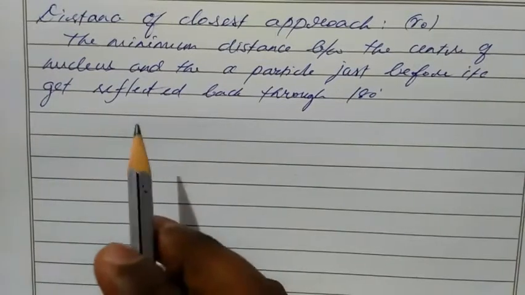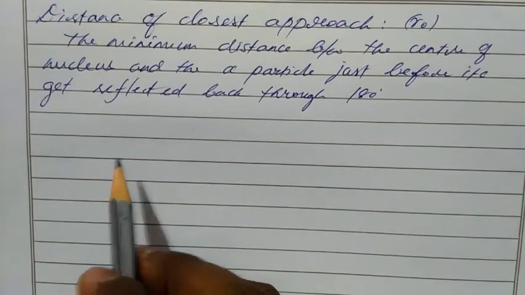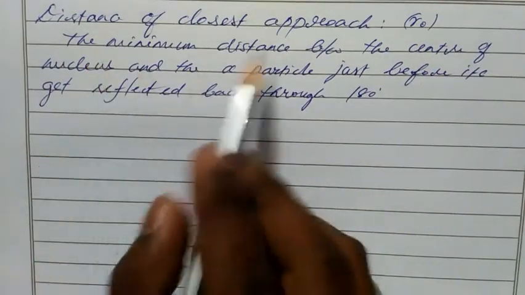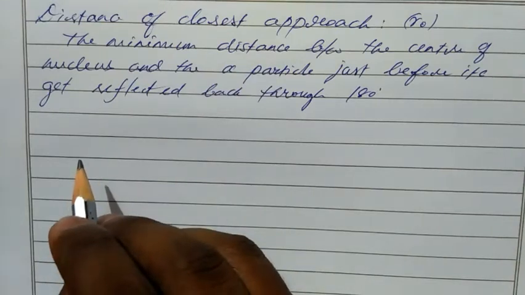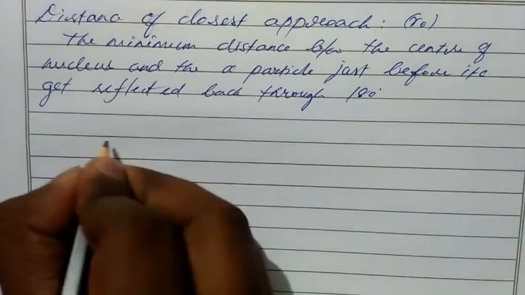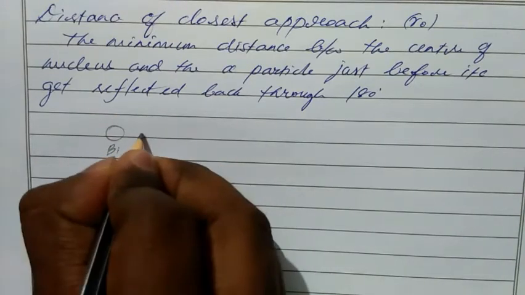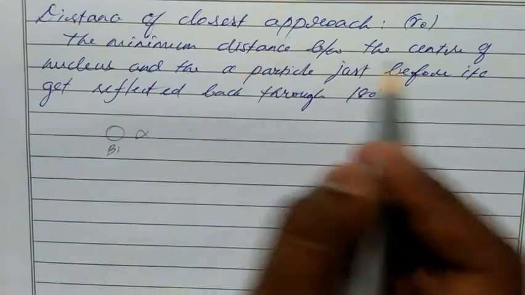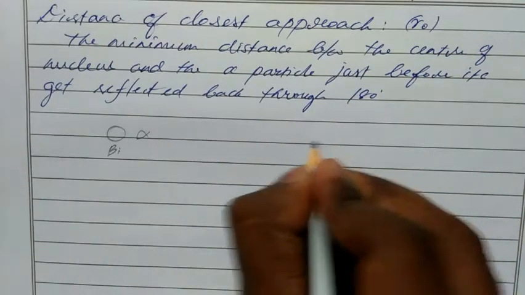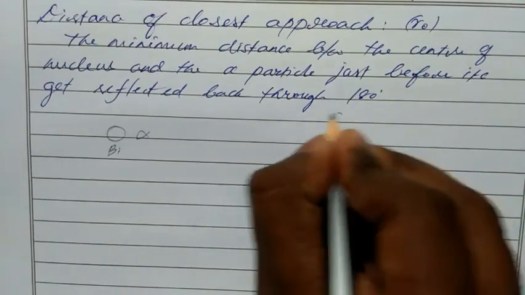Next topic, very important: distance of closest approach, R naught. The minimum distance between the center of nucleus and alpha particle. So let's say this is our source, bismuth source, which emits alpha particle. The minimum distance between center of nucleus, we take this is our nucleus.